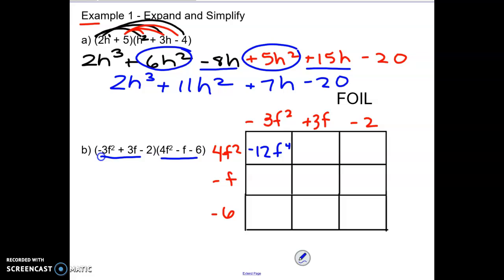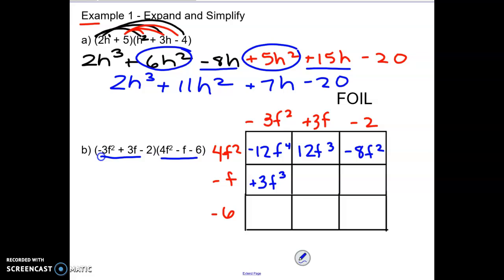So next we have 3f times 4f squared. 3 times 4 is 12. F times f squared is f cubed. Then we have 4 times negative 2 is negative 8. And the f squared, again, is still thrown along. Let's go down to our next box. We have negative 3f squared and negative f. That's going to give us a positive 3 and then f cubed. It's positive because two negatives make a positive.